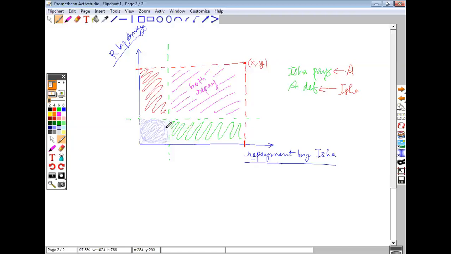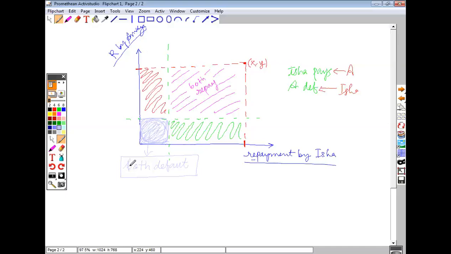And sometimes you do not necessarily care, like in the case of extreme value theory, about the whole distribution. You only care about this little quadrant right here. You only care about this lower tail here: what are the chances that neither Isha nor Anvaya will repay him his money back? So this is the case where both default. And this is the case that we will try to look at now using tail dependency.